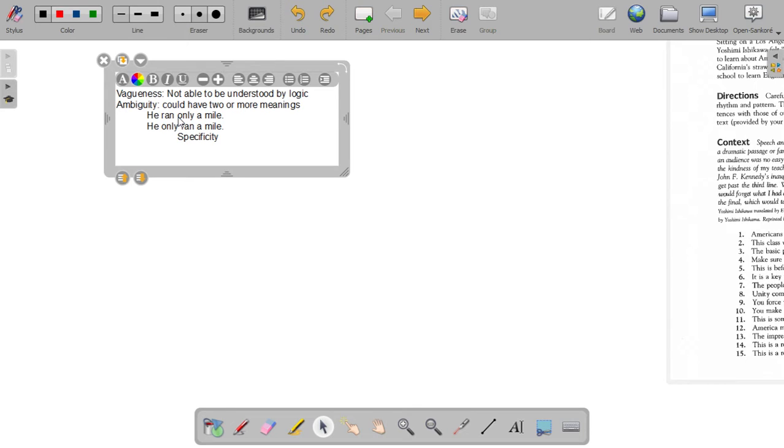Now, syntactic ambiguity comes from the word syntax, which hopefully you guys remember what that means. Do you remember what syntax means? It's the name of the class. No. So syntactic ambiguity comes from syntax. Syntax is how sentences are constructed. So with syntactic ambiguity, that confusion comes when the structure of the sentence is confusing, basically.